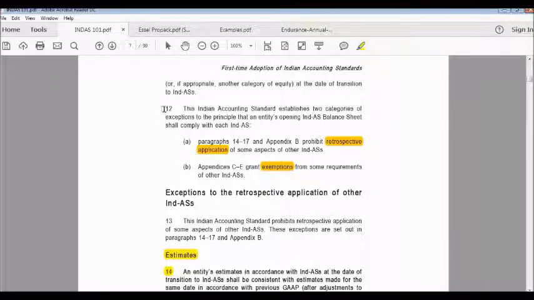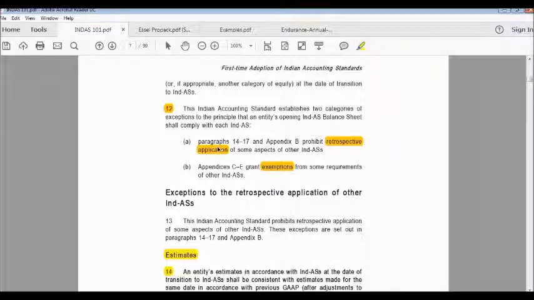Alright, so now the next and most important thing is the exemptions and exceptions. Paragraph number 12 majorly covers this. Paragraph 12 says this Indian Accounting Standard establishes two categories of exception to the principle that an entity's opening Ind AS balance sheet shall comply with each Ind AS. So obviously each balance sheet should comply with each Ind AS, but certain exemptions and exceptions are provided in these two major categories.